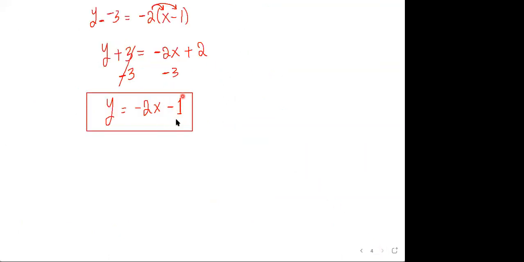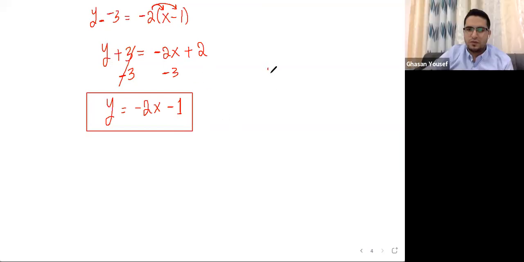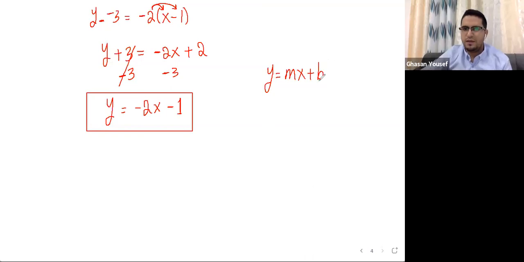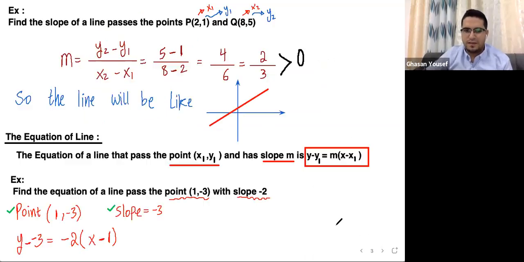What is your b here? Y equals mx plus b. I use the other formula and it still worked to find the b. And then you could just plug it back in. Which formula? Y equals mx plus b. Okay, how can you find the b in an example like this? Find the equation of the line passing through the point with slope -2. How can you find the b?